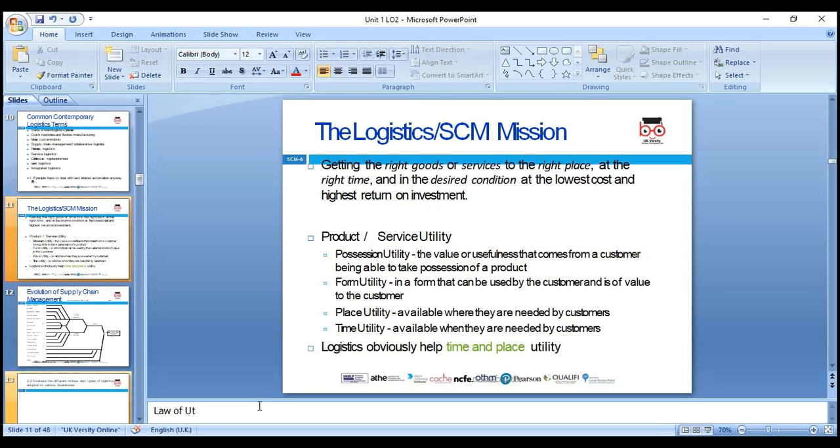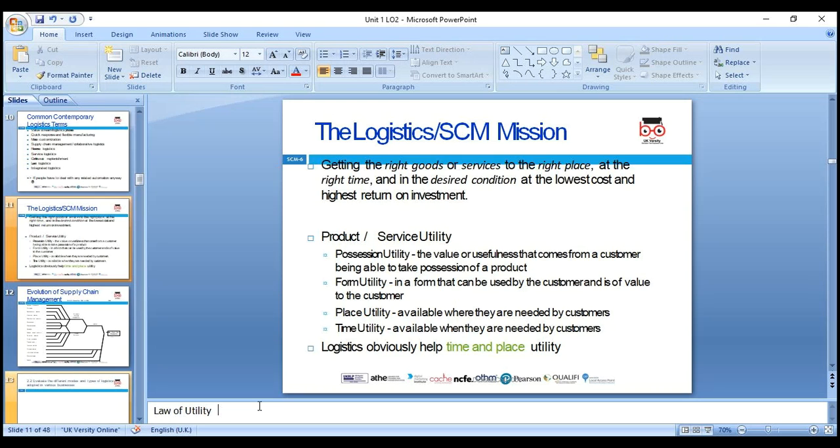Usage. The law of utility, we learn maybe in economics. Have you studied economics? No. Okay, law of utility: if you drink the first glass of water, it gives you more satisfaction than the second one. So the utility is very high. That's called the law of utility in economics.